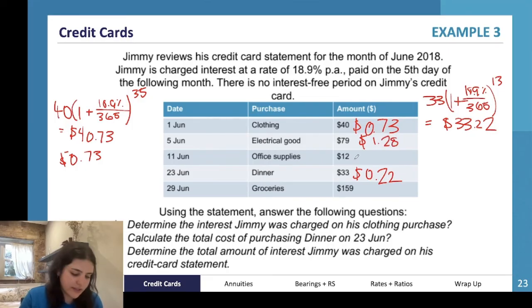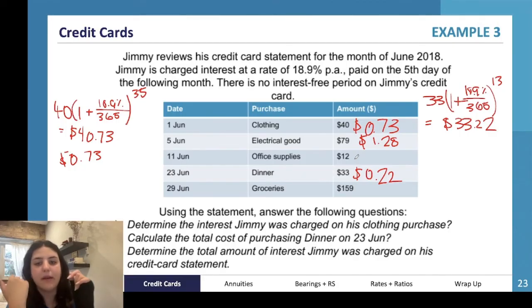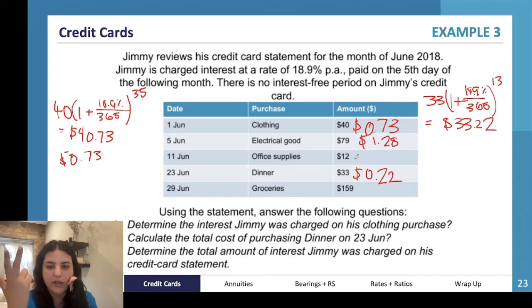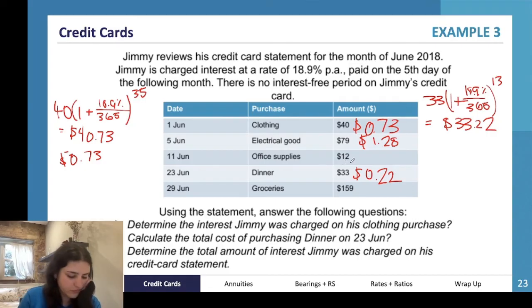Then we've got $12 on the 11th of June. So $12, 1 plus 18.9% over 365. And our days, we may as well just count them: 11, 12, 13, 14, 15, 16, 17, 18, 19, 20, 21, 22, 23, 24, 25, 26, 27, 28, 29, 30, 31, 1, 2, 3, 4, 5. Okay, so that's 25 days. And that gives us $12.15, or 16 cents, sorry. So that is just 16 cents.